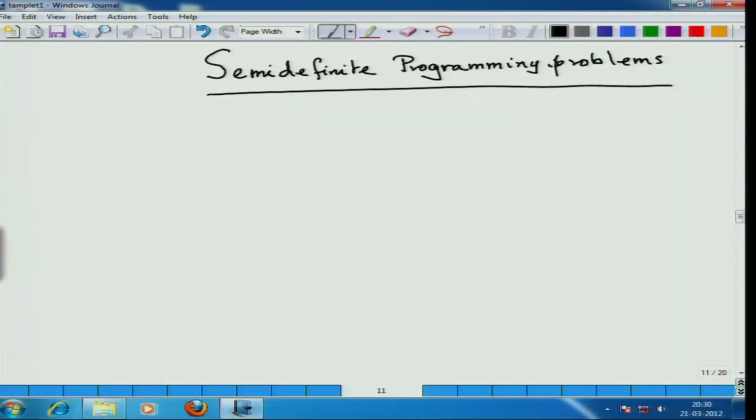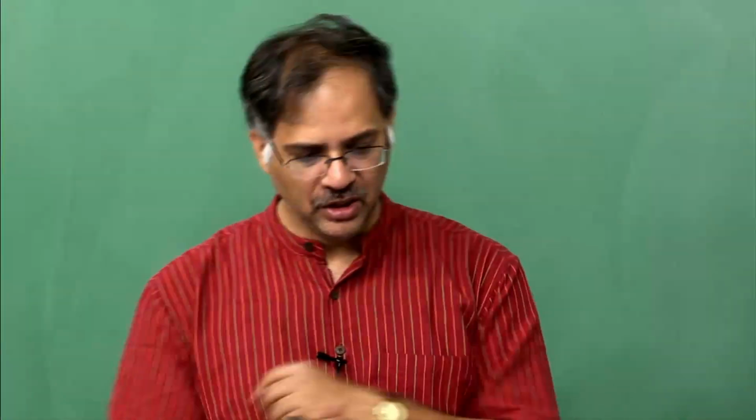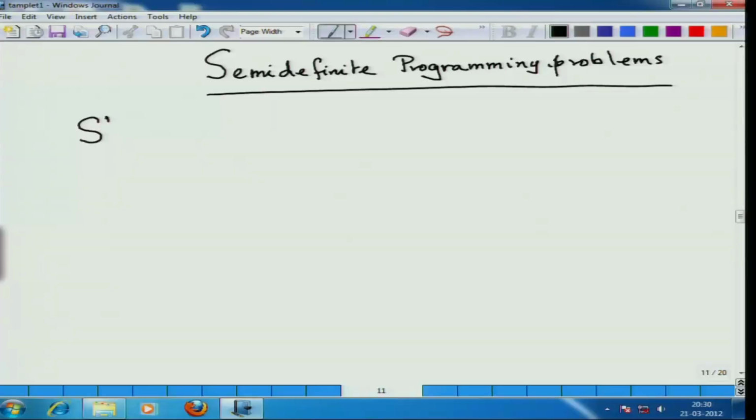On the face of it, when I write it down, it would look as if I have just copied the linear programming problem into a scenario where my decision variables are no longer vectors, but matrices. So, we will start by considering the space S^n of all n cross n symmetric matrices.